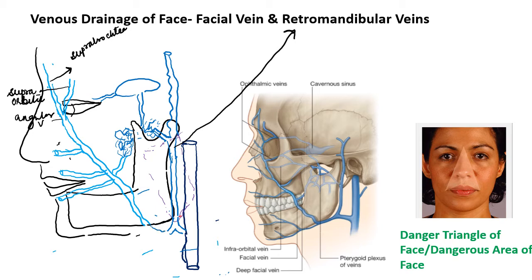The anterior division joins the facial vein to form the common facial vein, which drains into the internal jugular vein. This is the common facial vein, which is draining into the internal jugular vein. The posterior division joins the posterior auricular vein, and together they form the external jugular vein.